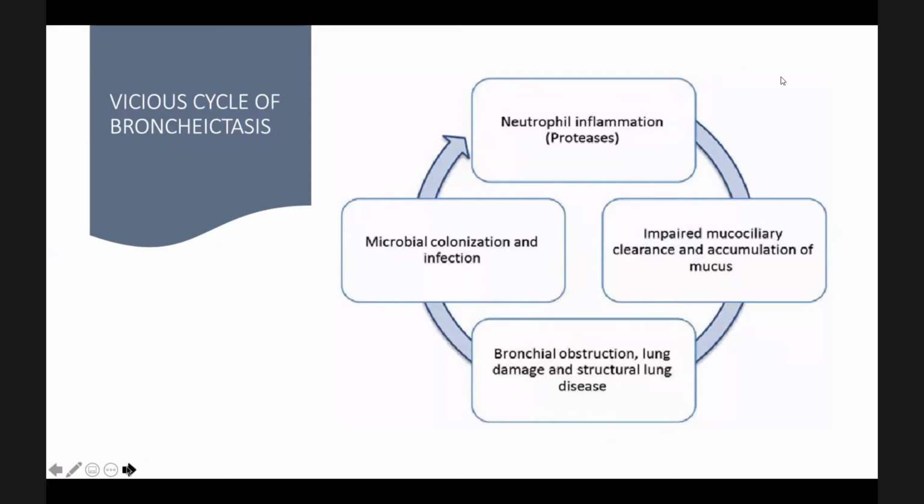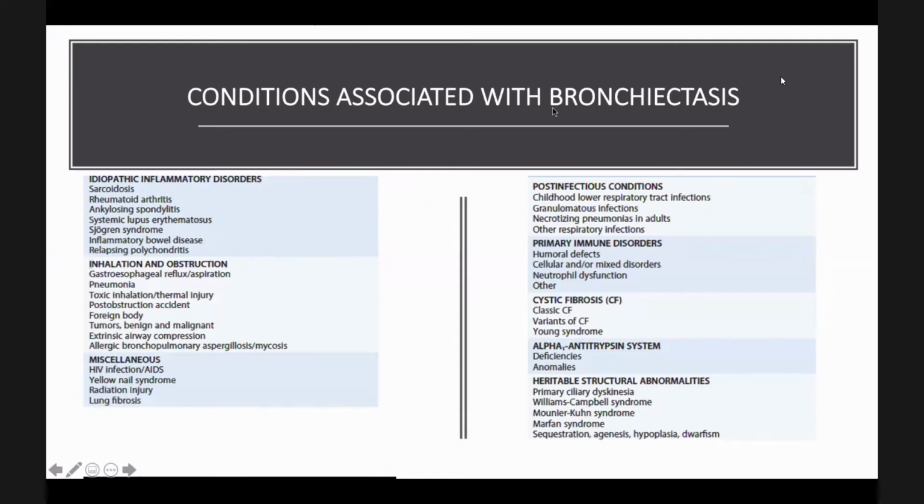So what are the conditions which are associated with bronchiectasis? There is a long list of conditions. You can also divide them into acquired causes and congenital causes, as given in your slide. This is the box which I took from the Davidson's respiratory medicine textbook. The conditions associated with bronchiectasis are mainly idiopathic, and inflammatory disorders, which can be associated with sarcoidosis.